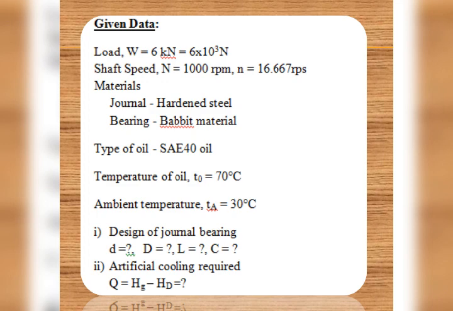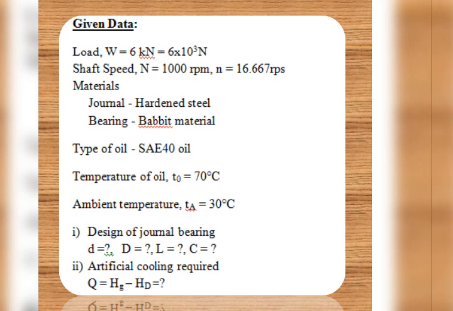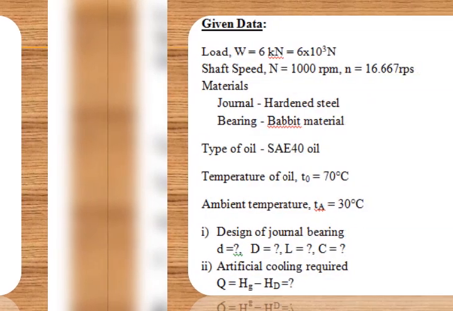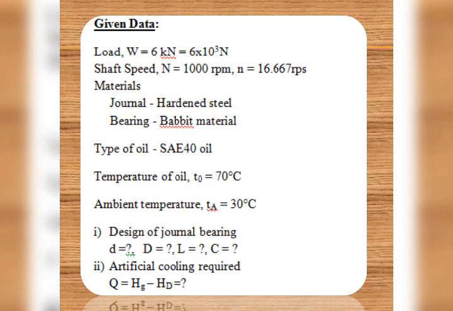Next, the type of oil. The bearing is operated with SAE 40 oil at 70 degrees Celsius. So here the condition he has given at oil temperature 70 degrees Celsius. SAE 40 oil is what we are using. So type of oil is SAE 40. So n number of varieties of oils are there. In that, in this particular journal bearing, he used SAE 40 oil, that we need to consider. And ambient temperature is 30 degrees Celsius. So T suffix A is equal to 30 degrees Celsius.